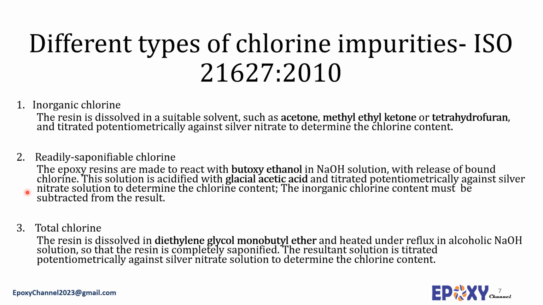Finally, the total chlorine. The resin is dissolved in diethylene glycol monobutyl ether and heated under reflux in alcoholic NaOH solution so that the resin is completely saponified. The resultant solution is titrated potentiometrically against silver nitrate solution to determine the chlorine content.